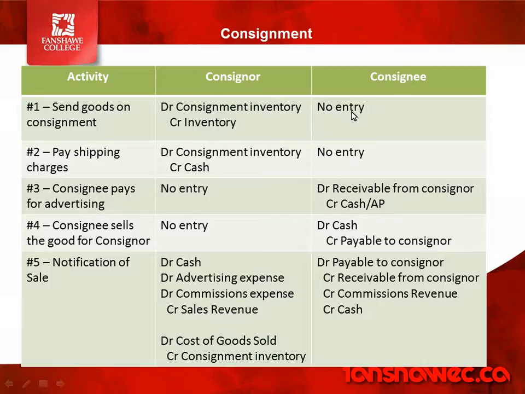So if you look, when the consignee, when the store in Vancouver pays for advertising, the consignor, which is the store in London, does no entry because we don't know about it. We didn't pay for it. The store in Vancouver did. The store in Vancouver, however, is going to set up a receivable from us. So they're going to debit receivable from consignor and credit cash or AP.